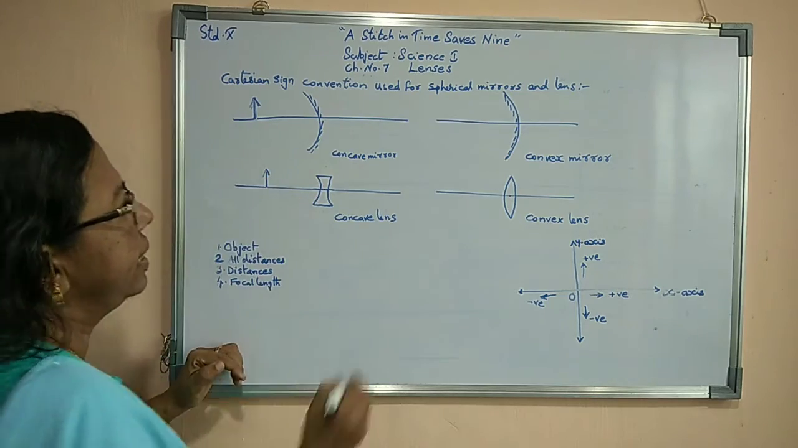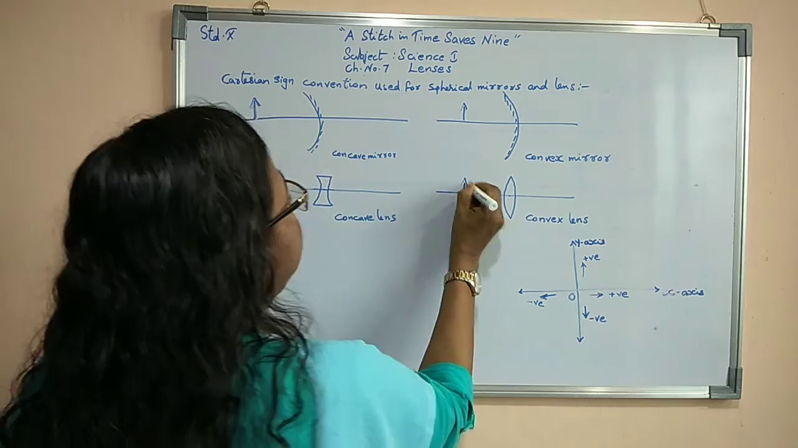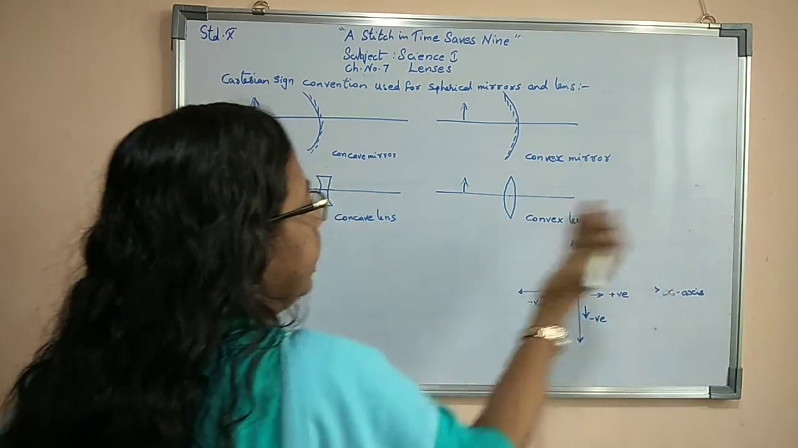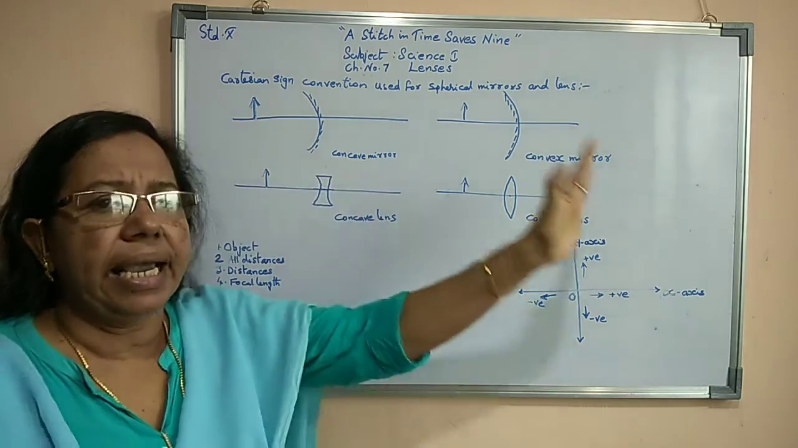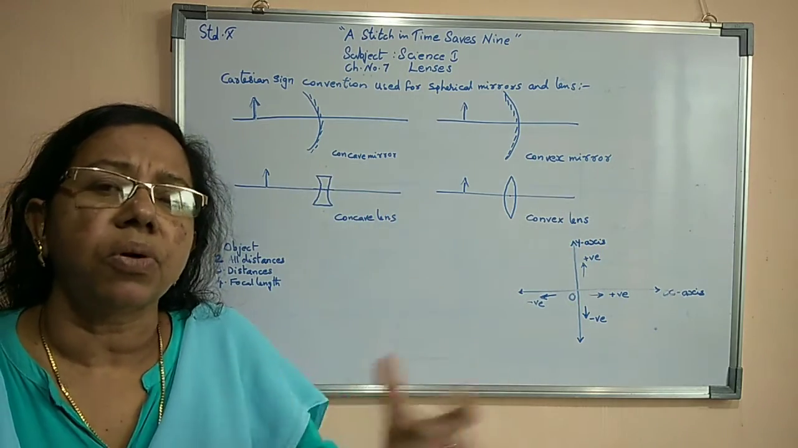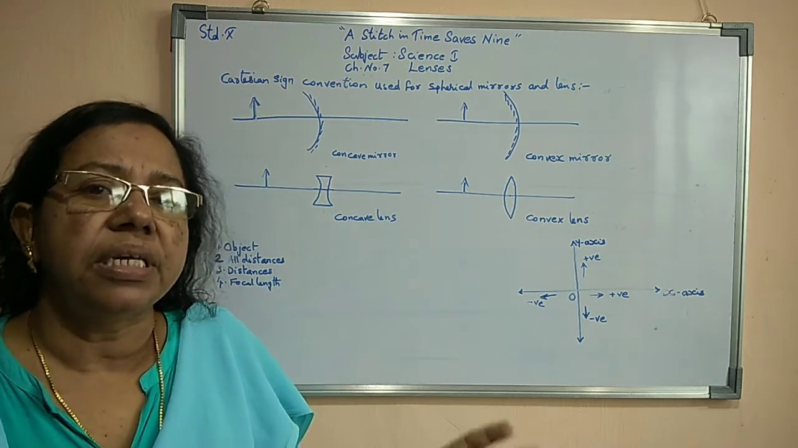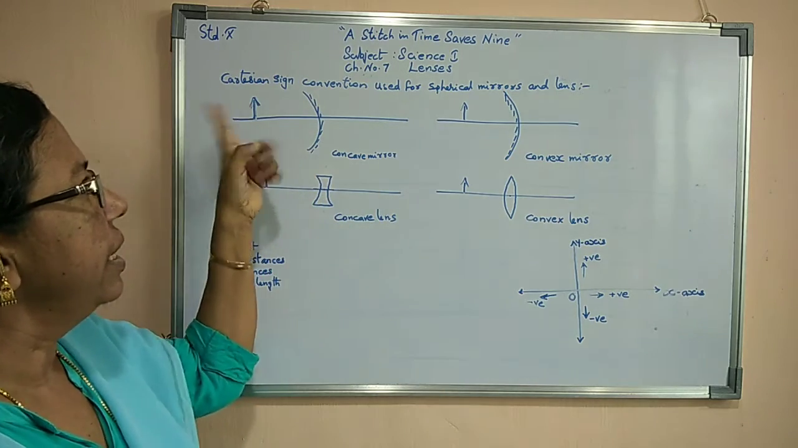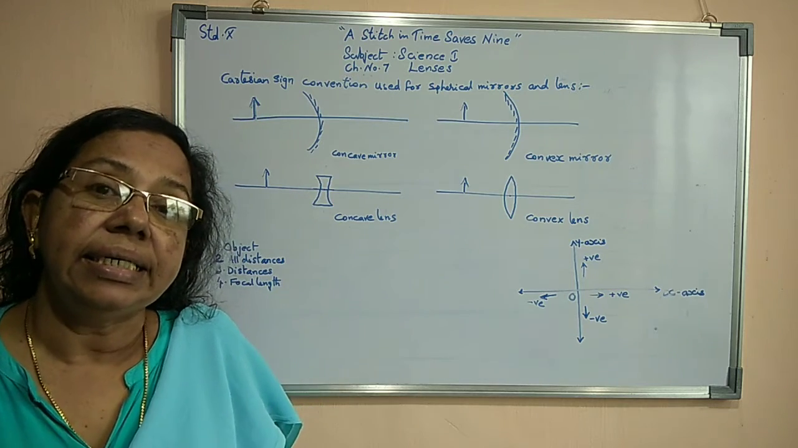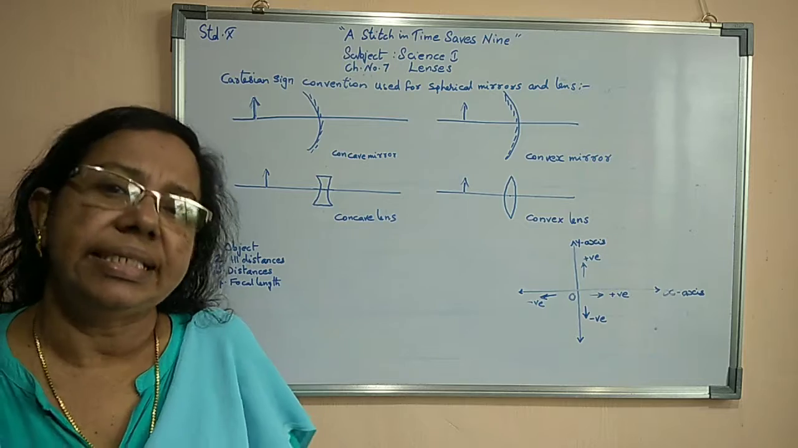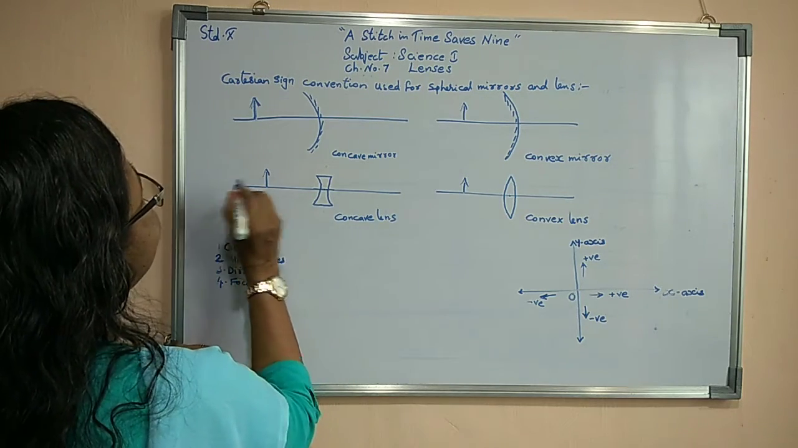Now on the left hand side, here I am keeping it on the left hand side. Here again I am keeping it on the left hand side. This is the right hand side. This is the left hand side. So while drawing ray diagrams, sign convention means some rules, some principles we have to follow. So while drawing ray diagrams, we have to keep the object always at the left hand side, either for mirrors or lenses.